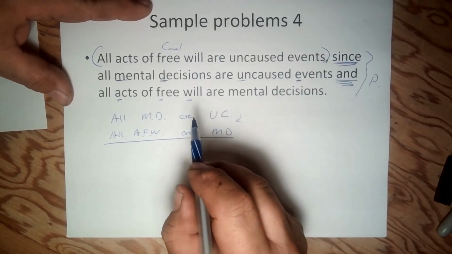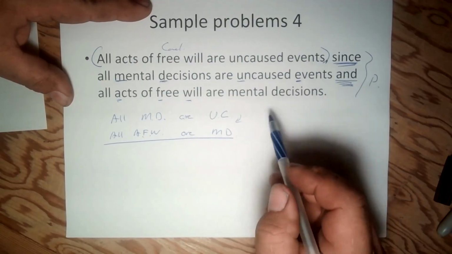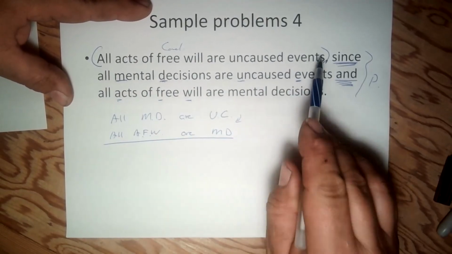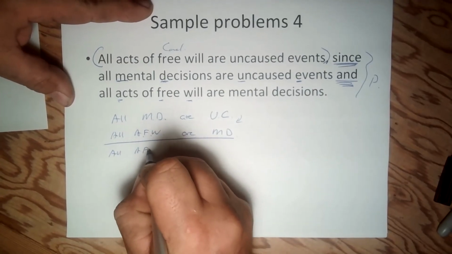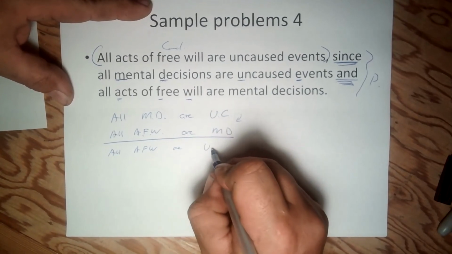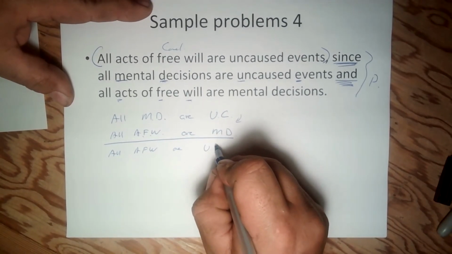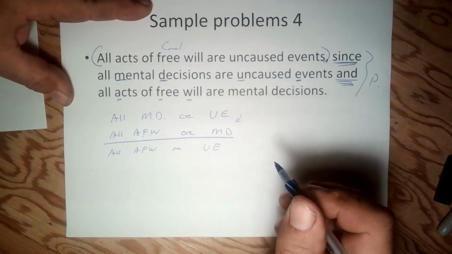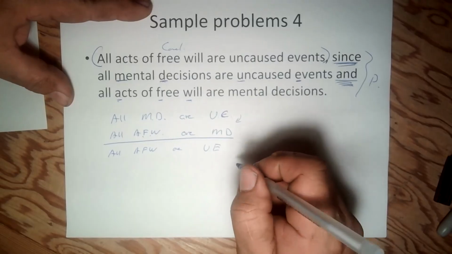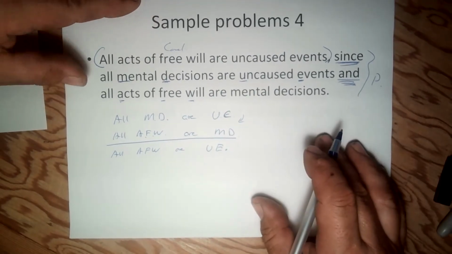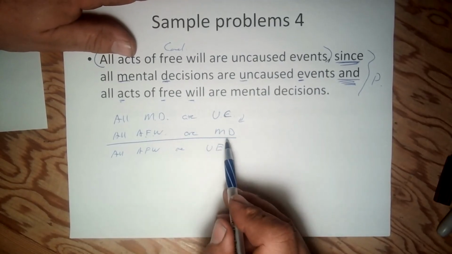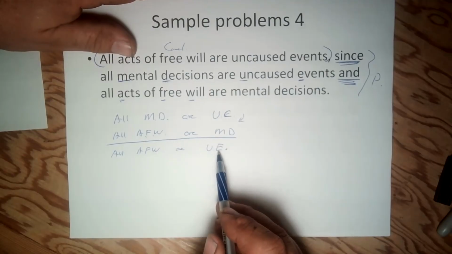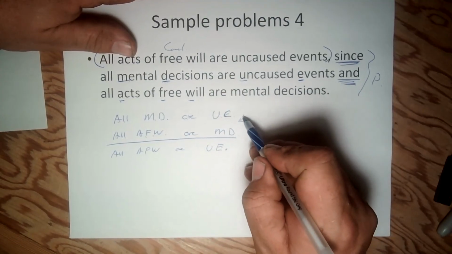Therefore, all acts of free will are uncaused events. Remember, we already figured out our conclusion was the first one. So we've got all acts of free will are uncaused events. Now, I'll make a couple observations at this point. Just by abbreviating a little bit and structuring this, we've already made some progress in understanding this argument.